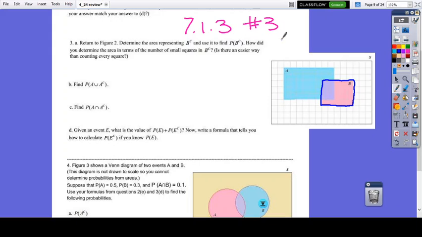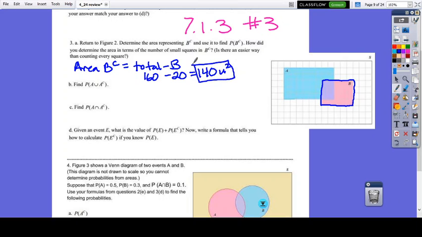It then goes on to ask how you determined the area. So you have some way, but is there an easier way? I'm just going to go through the easiest way. The easiest way to find the area of B complement is to find the total area minus the area of B, since B is so small, okay? So we know that the total is 160 minus the area of B we found to be 20, and that leaves B complement to be 140 units squared, okay? So that's the area of B complement.